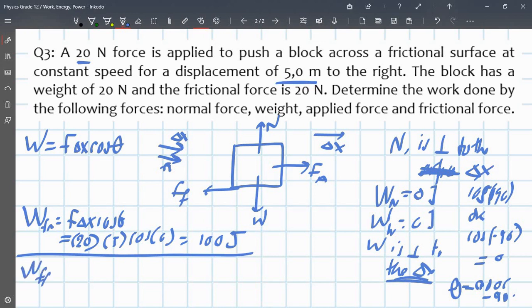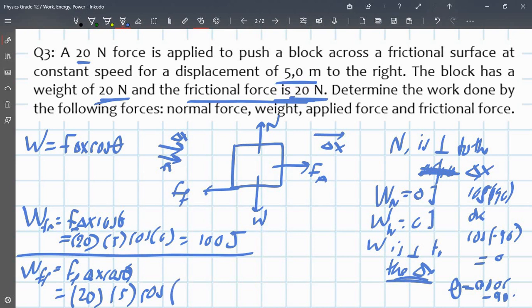Right. Let's do the work done by the frictional force. So that's going to be frictional force, displacement, cos of theta. The frictional force is 20 newtons. Displacement is still 5 meters. Cos of, what is the angle between? So we got your displacement that way, frictional force is this way. That means that this is your theta. In this case, theta is 180 degrees. If you plug that into your calculator, you're going to get minus 100 joules. And that's how you get negative work.